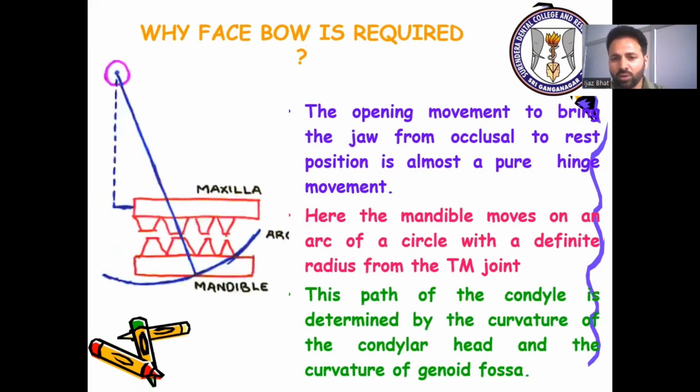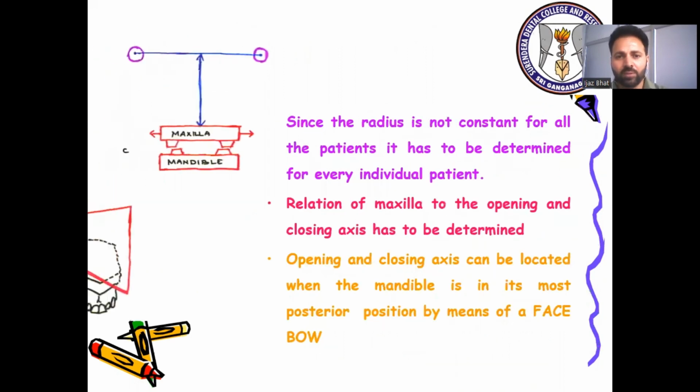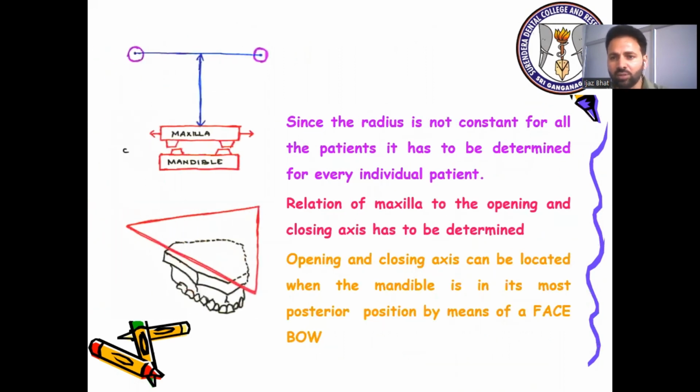This path of the condyle is determined by the curvature of the condylar head and the curvature of the glenoid fossa of the temporal bone. In the diagram, it can be easily depicted that when the mandible moves against the maxilla, it moves in an arc shape. Since the radius is not constant for all patients, it has to be determined for every individual patient. The relation of the maxilla to the opening and closing axis has to be determined for the particular patient.